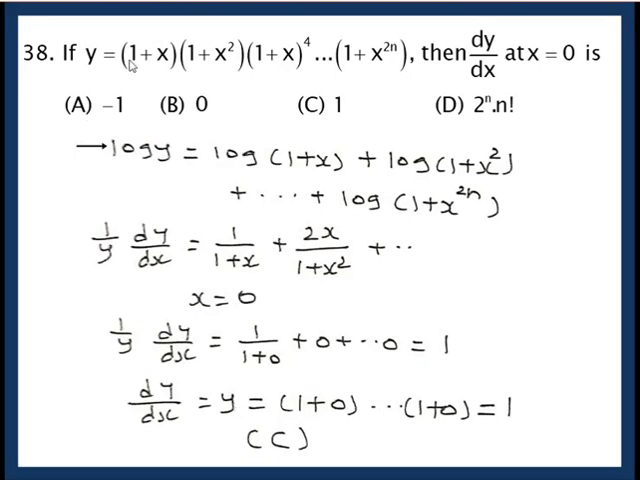But again, why is this? Put x equal to 0. So y is 1 plus 0 into 1 plus 0 and so on. So y is also 1 at x equal to 0. So the final answer is 1, given in option C.